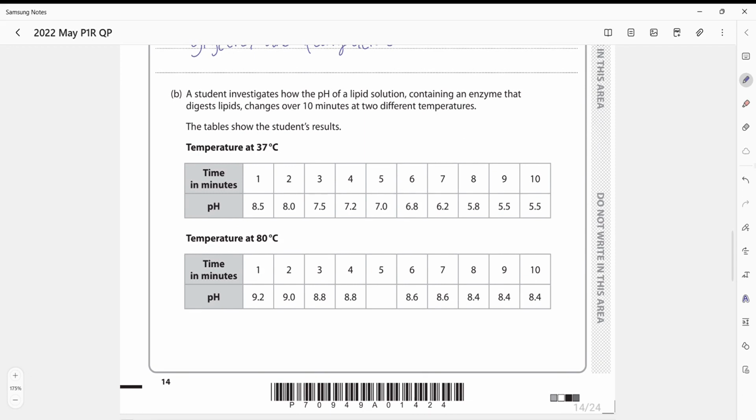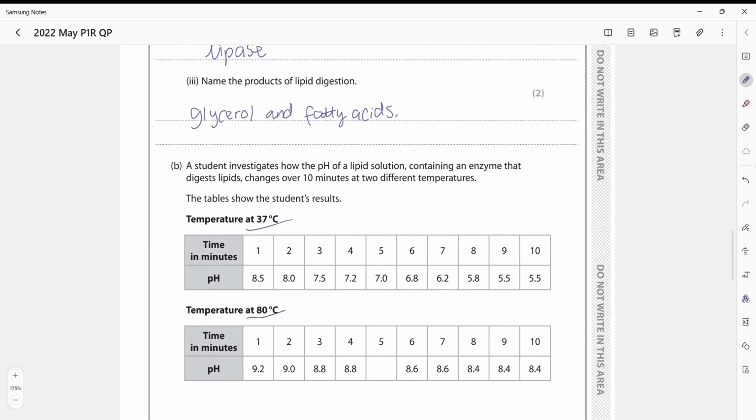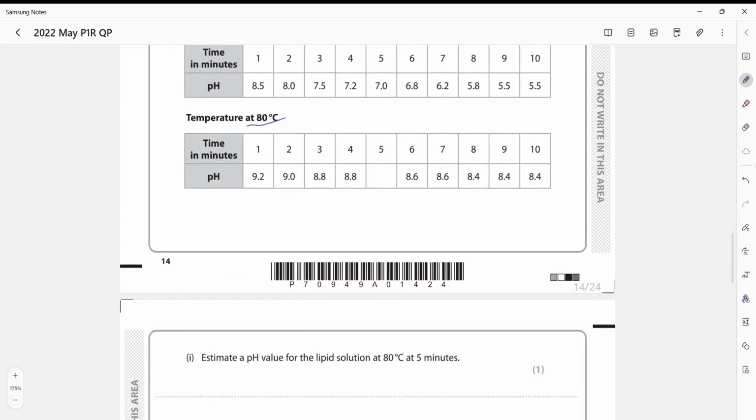Okay, part B. A student investigates how the pH of a lipid solution containing an enzyme that digests lipids changes over 10 minutes at 2 different temperatures. So the temperatures are 37 degrees here and 80 degrees here. The reason why we test for the pH is because when we break down fats, it forms fatty acids, and fatty acids are acidic, and that would cause the pH to decrease. Let's go on to the next part.